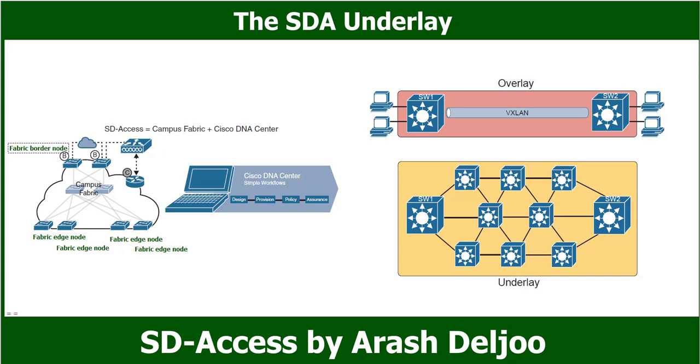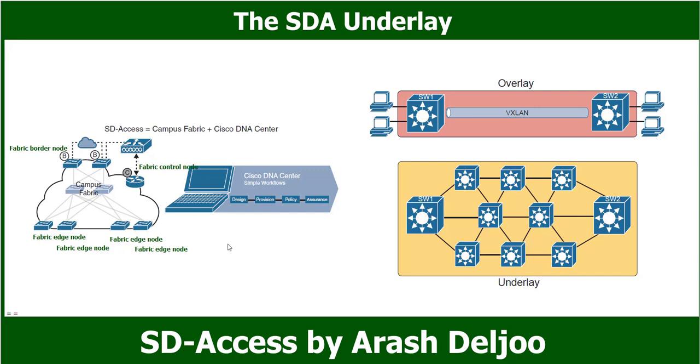Also, we have the fabric control plane node, a switch that performs special control plane functions for the underlay, for the LISP that I will explain, requiring more CPU and memory. This is the fabric control node here. For example, this is a switch or router that is our fabric control node.